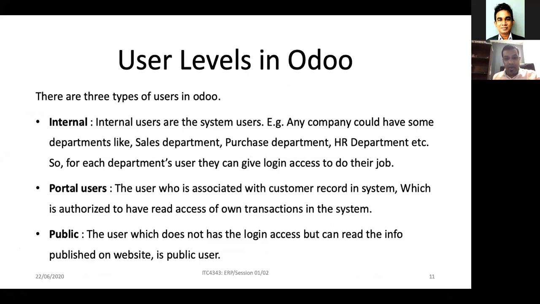The second one is the portal user, a user who is associated with the customer relationship system, which means your customers, your suppliers. You can give them some authorization levels. You can create them as a portal user. Let's say your suppliers are supplying your goods. So they can log into your system and make a note: okay, my goods are ready.